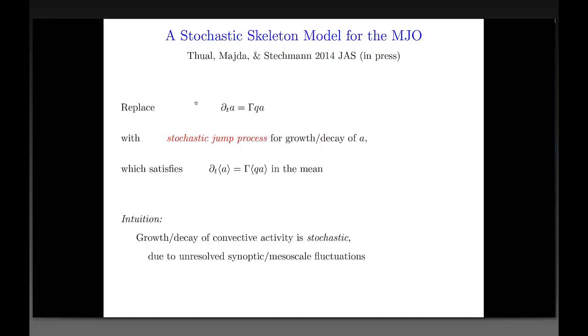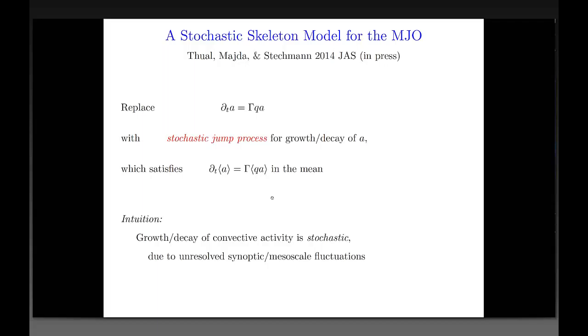And so the basic idea in this paper is, let's replace this convective activity equation with a stochastic jump process for the growth and decay of A, rather than an ODE, rather than the simple differential equation. And this stochastic jump process is going to be consistent with this equation in the sense that it satisfies that equation in the mean.